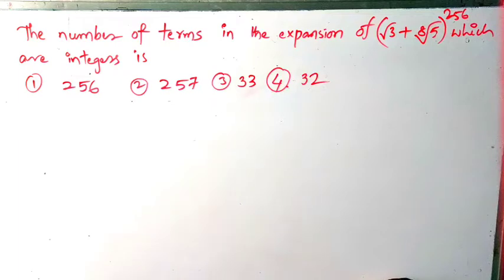Right, next one: the number of terms in the expansion of (square root of 3 plus 8th root of 5) whole power of 256 which are integers is. So here also we find the integral form, the integers. Clear? The options are 256, 257, the third one is 33, and the fourth one is 32. Okay, so again we have to take the given expansion.